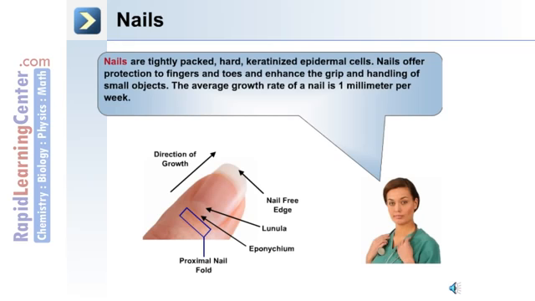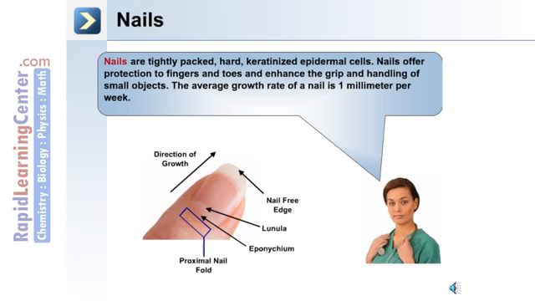The fourth type of integumentary derivative are the nails. Shown here in the image is a fingernail. The growth of the nail is towards the nail-free edge. The white half-moon shape seen under the nail is the lunula. And at the point where the nail meets the skin, it's known as the eponychium. Adjacent to the eponychium is the proximal nail fold.